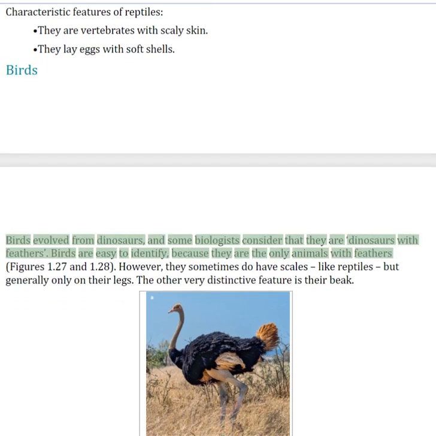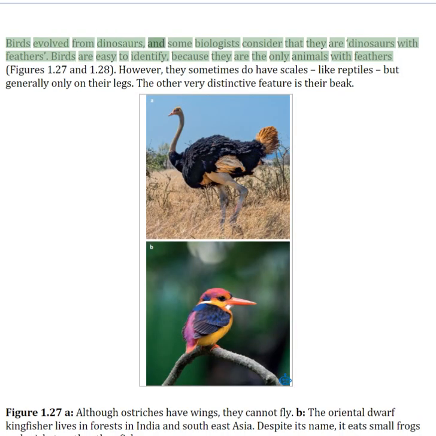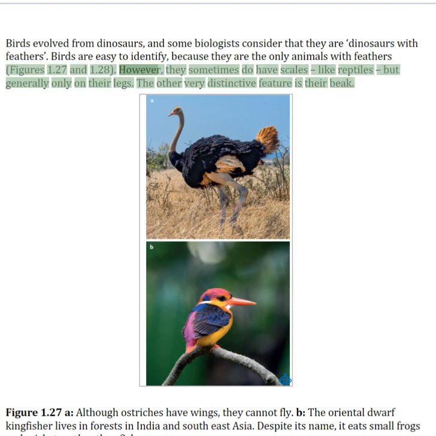Birds. Birds evolved from dinosaurs, and some biologists consider that they are dinosaurs with feathers. Birds are easy to identify because they are the only animals with feathers. However, they sometimes do have scales like reptiles, but generally only on their legs. The other very distinctive feature is their beak.